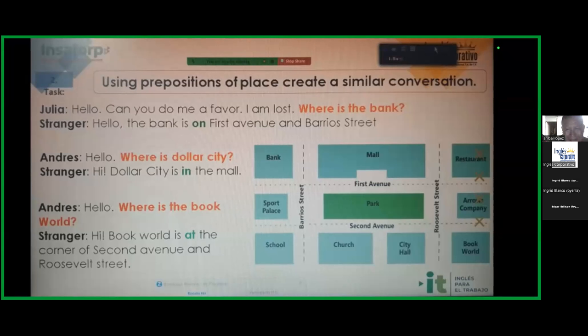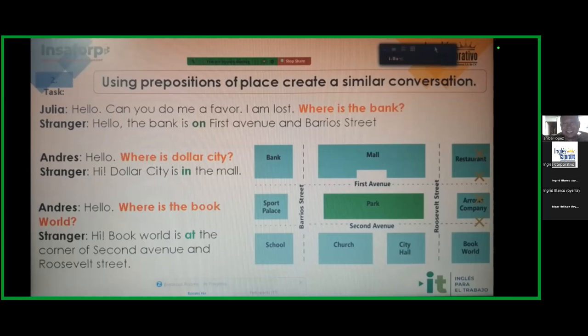Vaya, veamos el ejemplo uno. Usted utilice un ejemplo. Hello, can you do me a favor? ¿Puedo hacer un favor? Estoy perdido. I am lost. Where is the school? Vamos a ver, la escuela está acá abajo. Está en la esquina. Está at the corner or on the corner. Hello, the school is at the corner of Barrios Street. En la esquina de la calle Barrios.